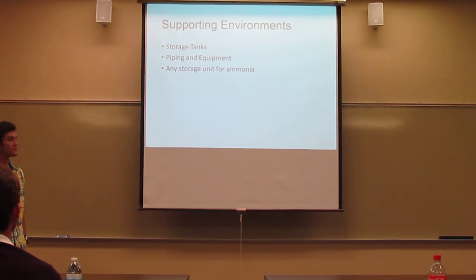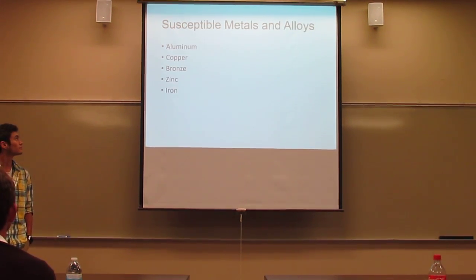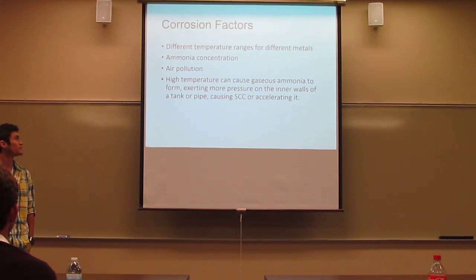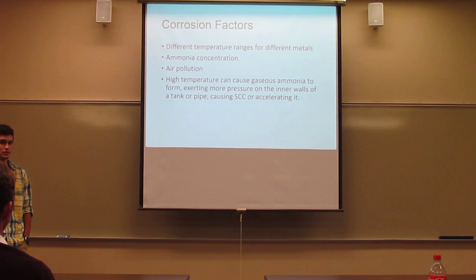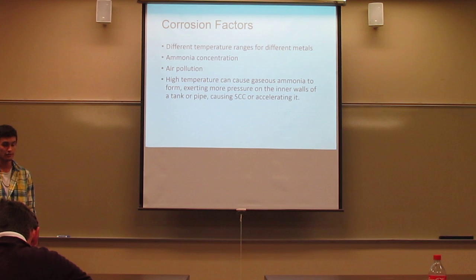Supporting environments are going to be storage tanks, piping and equipment, and any storage unit for ammonia. Susceptible metals and alloys are going to be aluminum, copper, bronze, zinc, and iron. Corrosion factors: different temperature ranges for different metals, ammonia concentration, air pollution. High temperature can cause gaseous ammonia to form, exerting more pressure on the inner walls of the tank or pipe, causing stress corrosion cracking or accelerating it.